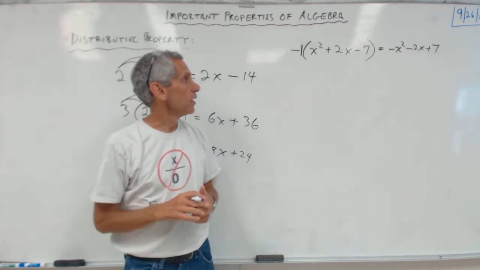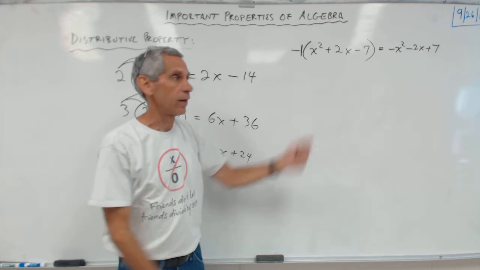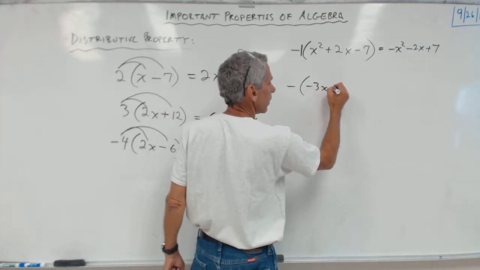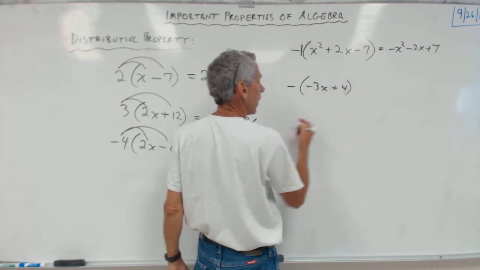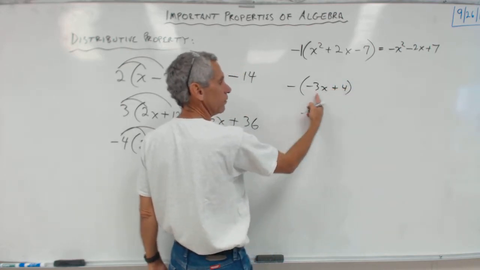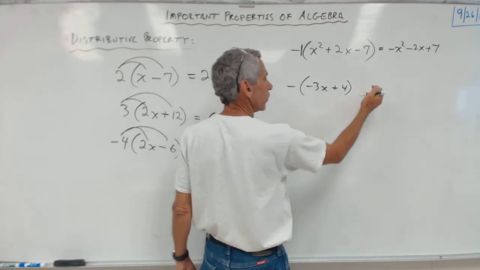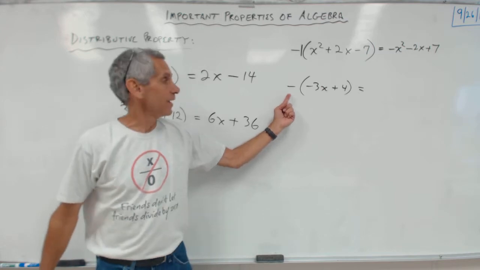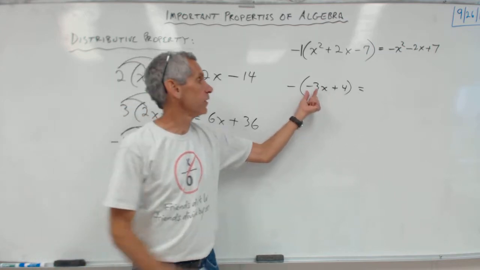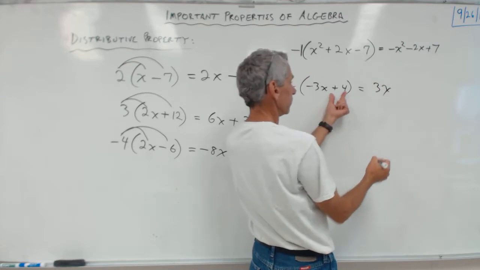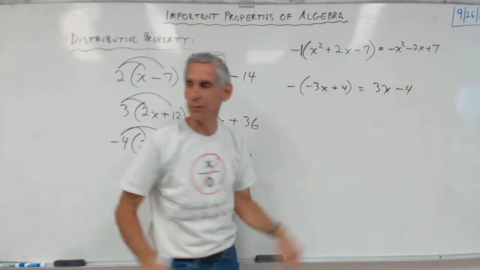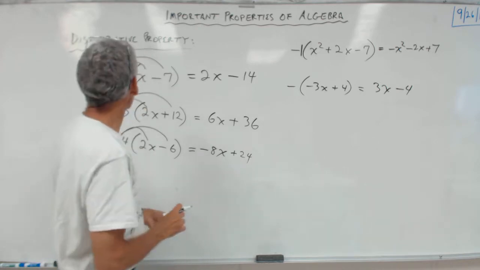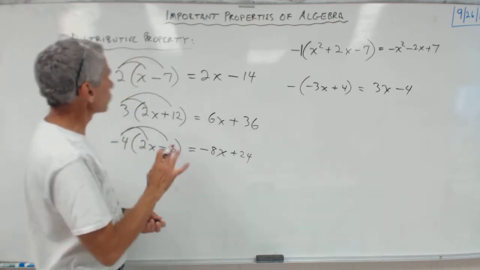That's all I do. I don't even bother putting in the 1. I just think of it as the negative, say negative 3x plus 4. I just rewrite it. I've got to make all of this reverse, right? Remember, negative means the opposite of. The opposite of negative 3x is positive 3x. The opposite of positive 4 is negative 4, right? You see what I'm saying? All right, so that's distributive property.